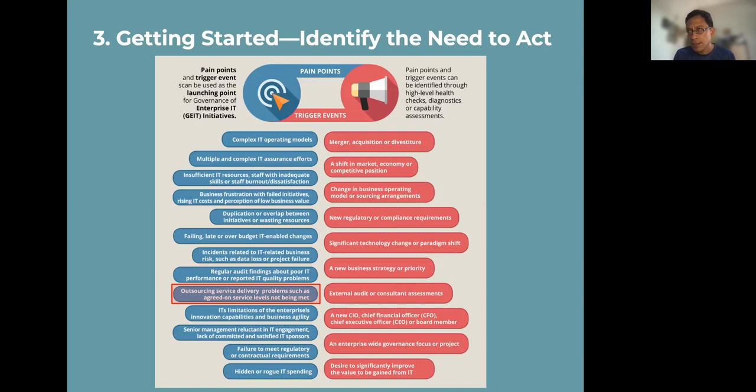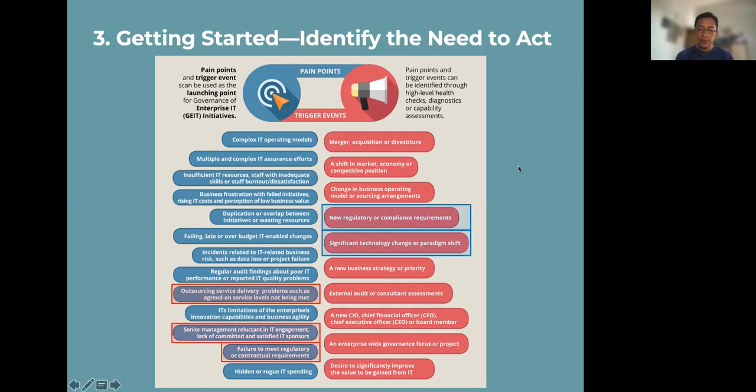So you need to pick the opportunities there to make sure that they can be the sponsor for your GEIT implementations. Last but not least, we also have the focus of the new project of the enterprise. And last but not least, the desire to significantly improve the value to be gained from IT. So it is like the desire to change, the desire to perform digital transformation, for example. So it depends on the background.